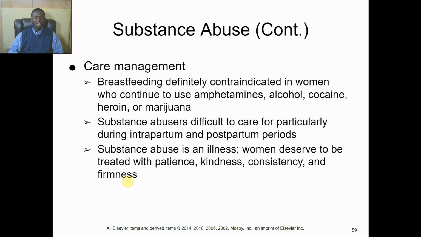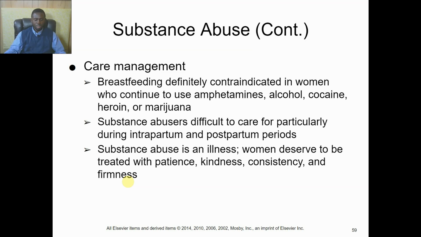If a mother is identified as using street drugs, then breastfeeding is definitely contraindicated because amphetamines, alcohol, cocaine, heroin, and marijuana will all be in the breast milk, and so if they feed their child, that child is going to suffer from the effects and be addicted to these drugs. So you encourage them not to breastfeed.